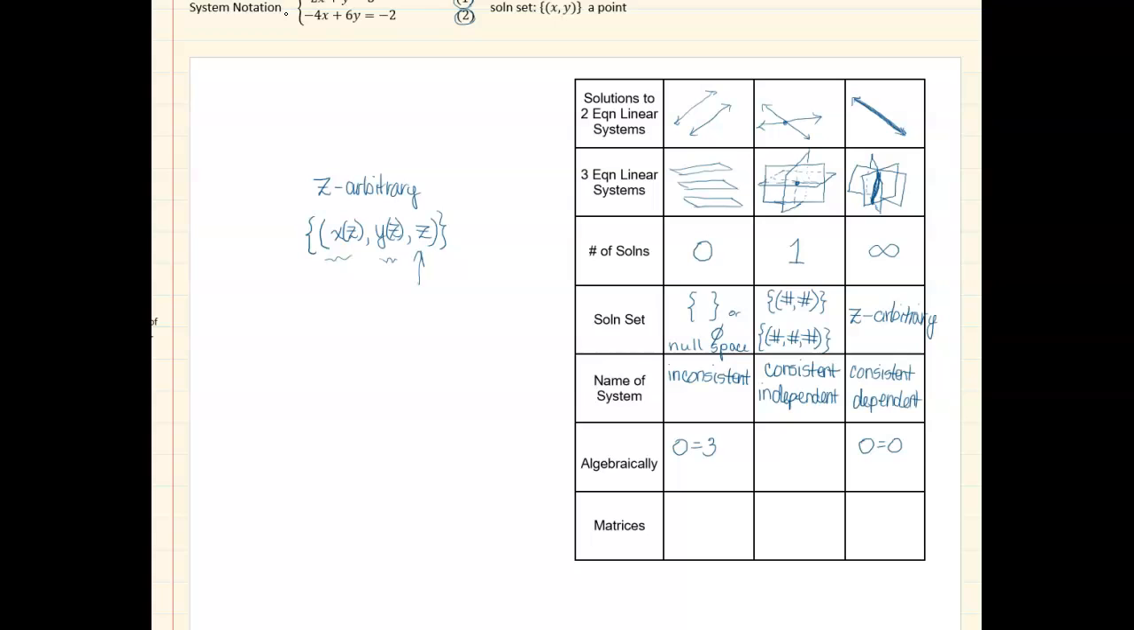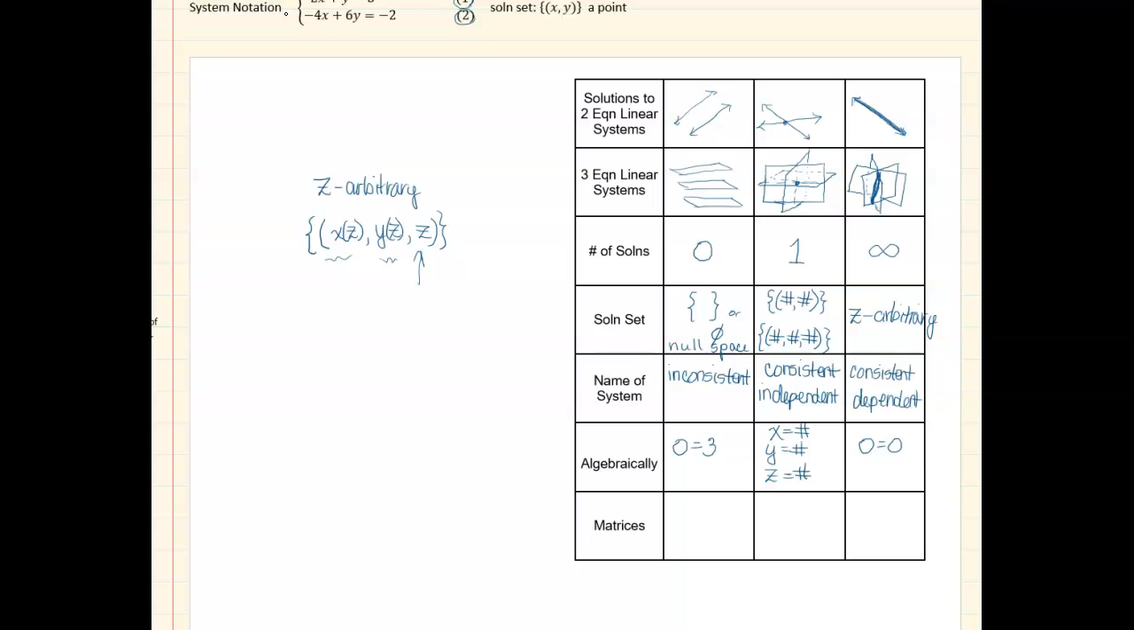For a consistent and independent system, when we're solving, we're actually going to find some number for x, some number for y, and some number for z. Remember, that number can be 0, or it doesn't have to be 0, but I do want to let you know that you are actually solving. In other words, the x, the y, or the z do not disappear like they did algebraically for the other two types of systems.